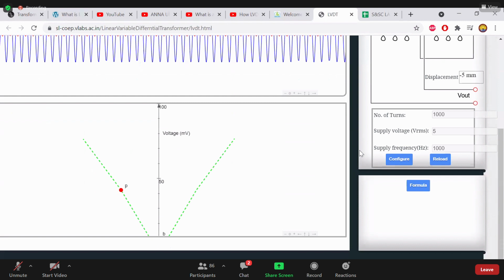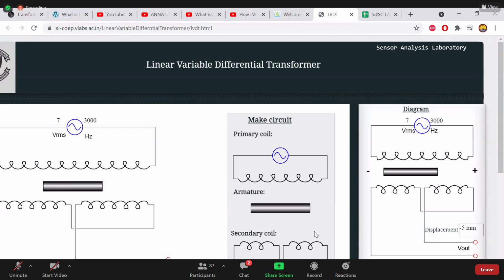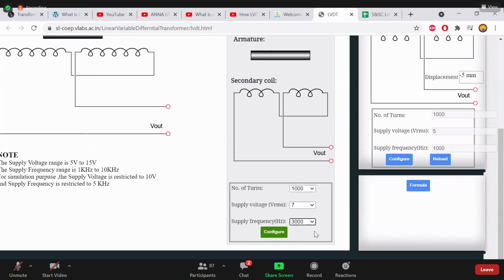So this is our experiment today, students. So you have to do experiment with the different combinations. First you take 1000, 5000, and next you can change input voltage. Again you have to do. And next again you can change frequency, that is 3000. So like that, different combinations you have to try this LVDT experiment. Okay. So I'm giving you 5 minutes time. Randomly I will call your roll numbers. You have to share your screens.